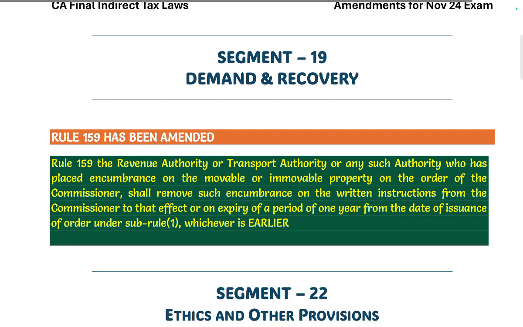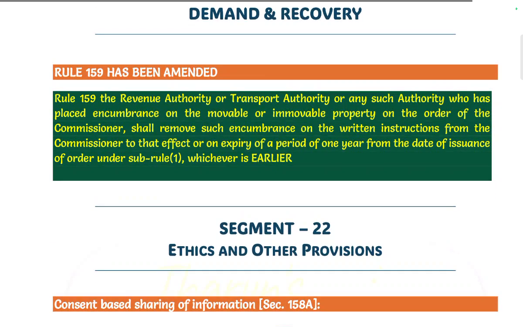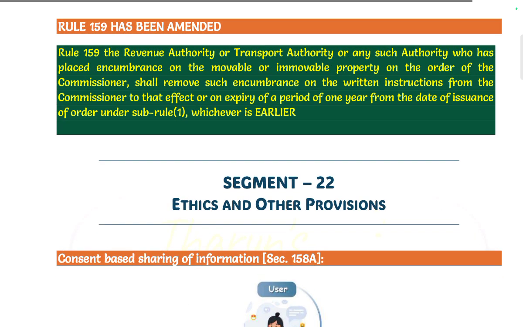Demand and recovery, section 159, rule being amended. Rule 159: the Revenue Authority and Transport Authority or any other authority who has attached the movable or immovable property, as the order of the commissioner shall remove the attachment, completed or returned instruction from the commissioner, and affected expiry of the period of 1 year from the date of issuance of the order, and rule 1 which was earlier.